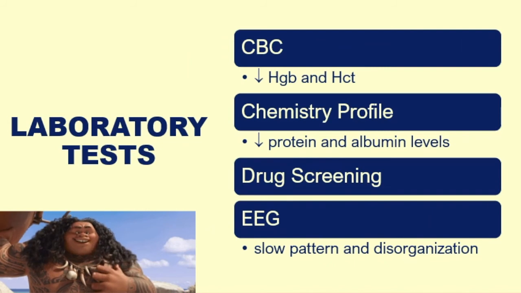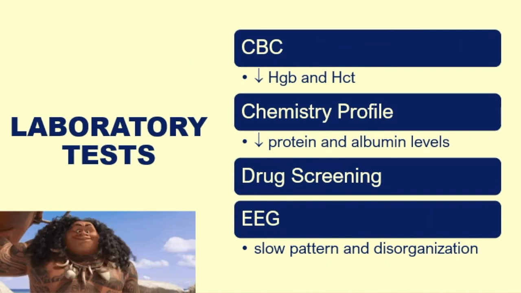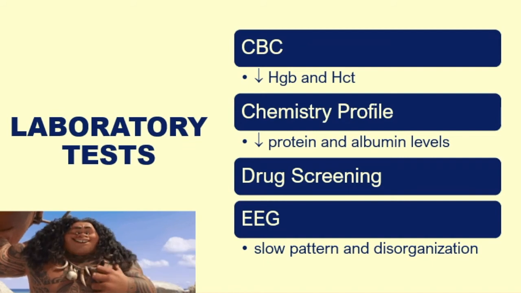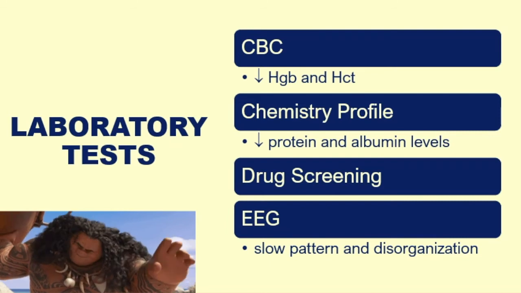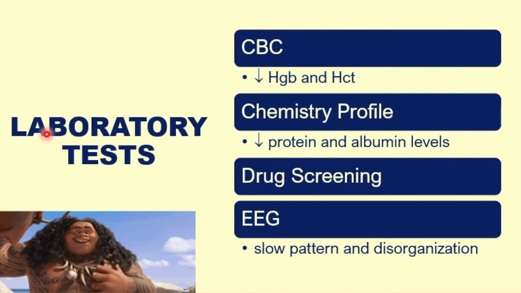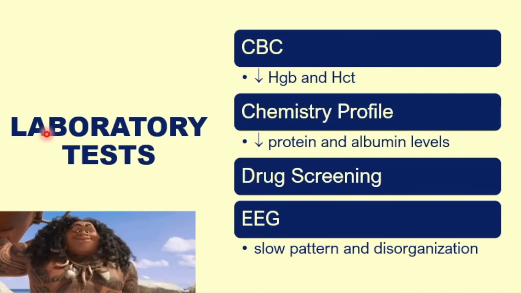So let's go to the laboratory test. So class, one example is your CBC. So your CBC is intended to monitor for hemoglobin and hematocrit levels. These patients would usually have decreased hemoglobin and hematocrit. Now, chemistry profile, there is decrease of protein and albumin levels among your patients with Parkinson's.